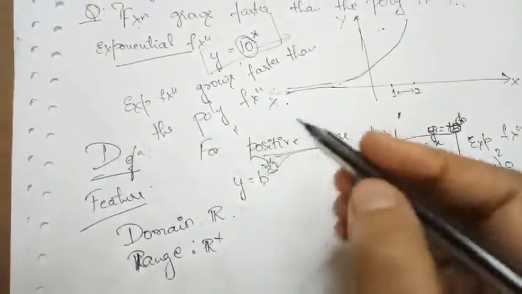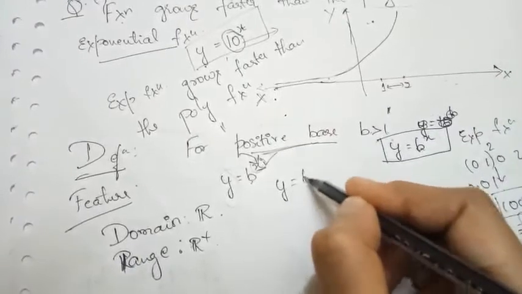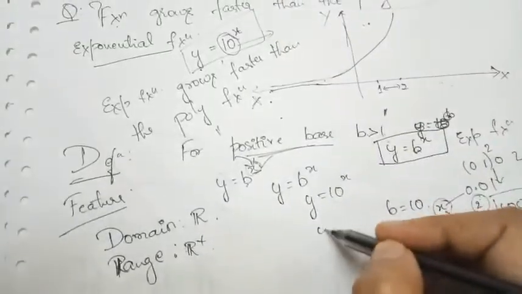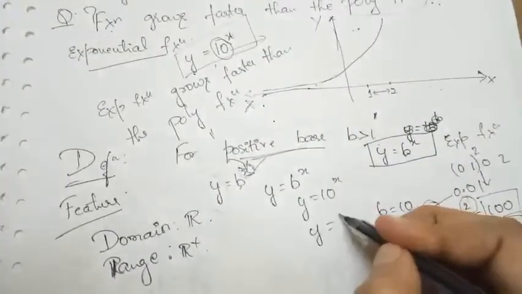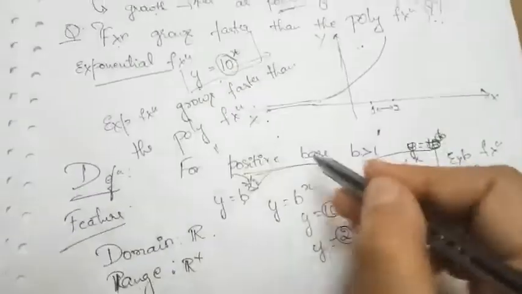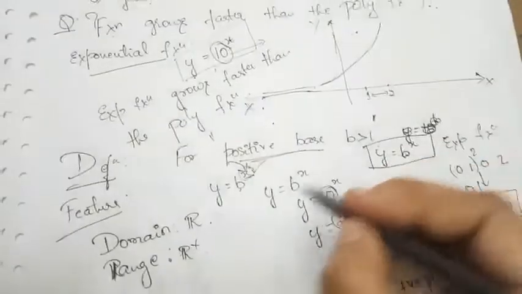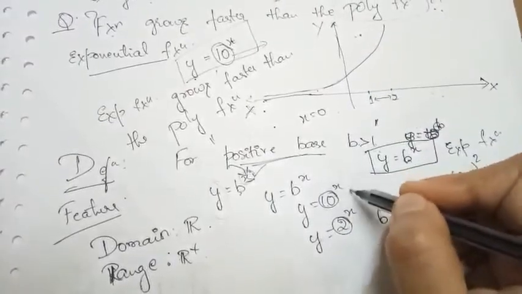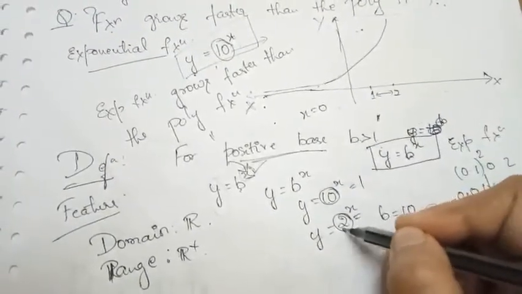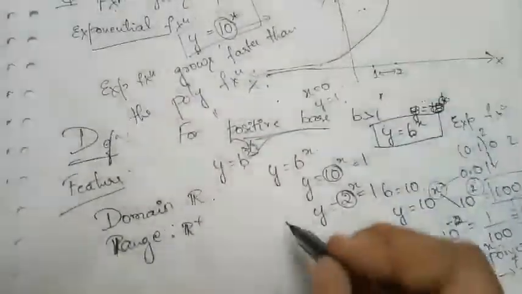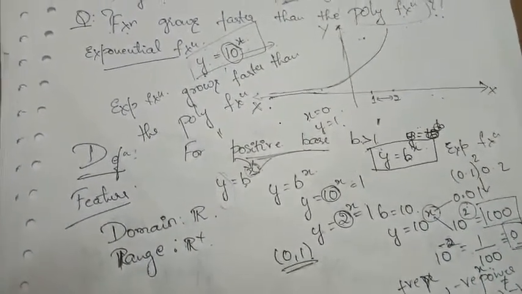Now you can see here, if I take y is equal to b power x, or y is equal to 10 power x, in place of 10 you can take any function like y is equal to 2 power x. If you take any positive base to the power x, and if I take x is equal to 0, anything to the power 0 is equal to what? 1. So when x is equal to 0, y is equal to 1.